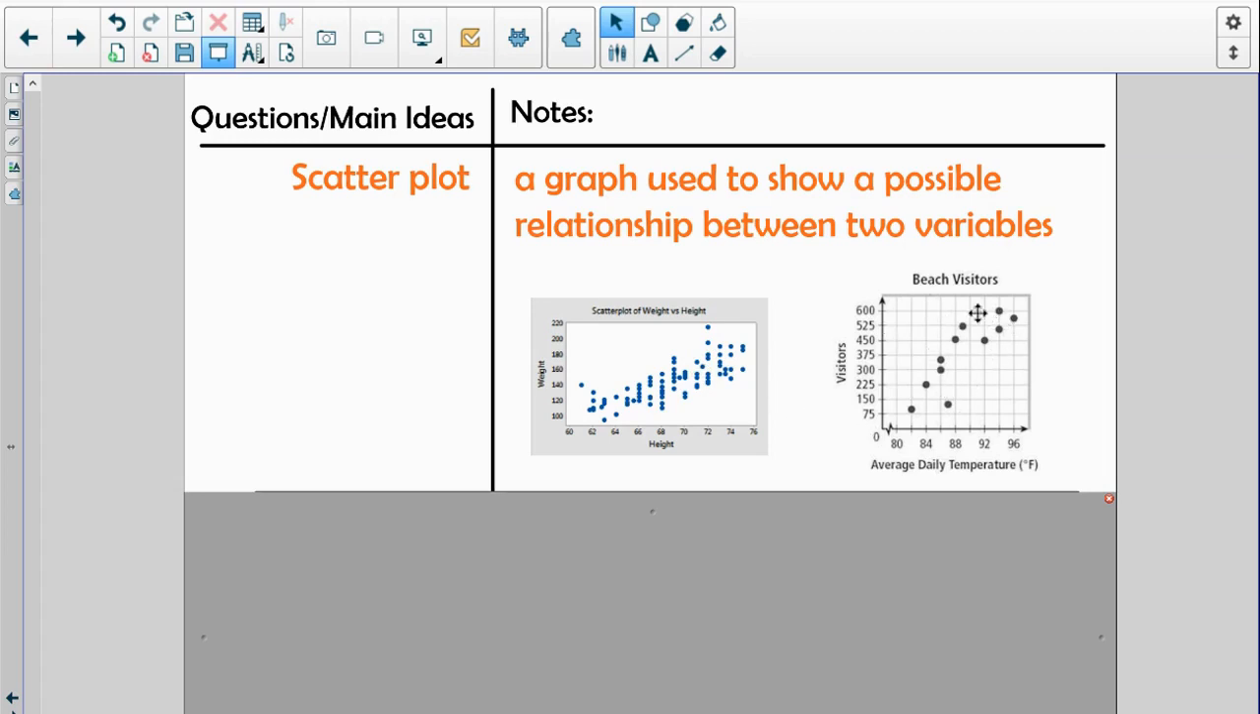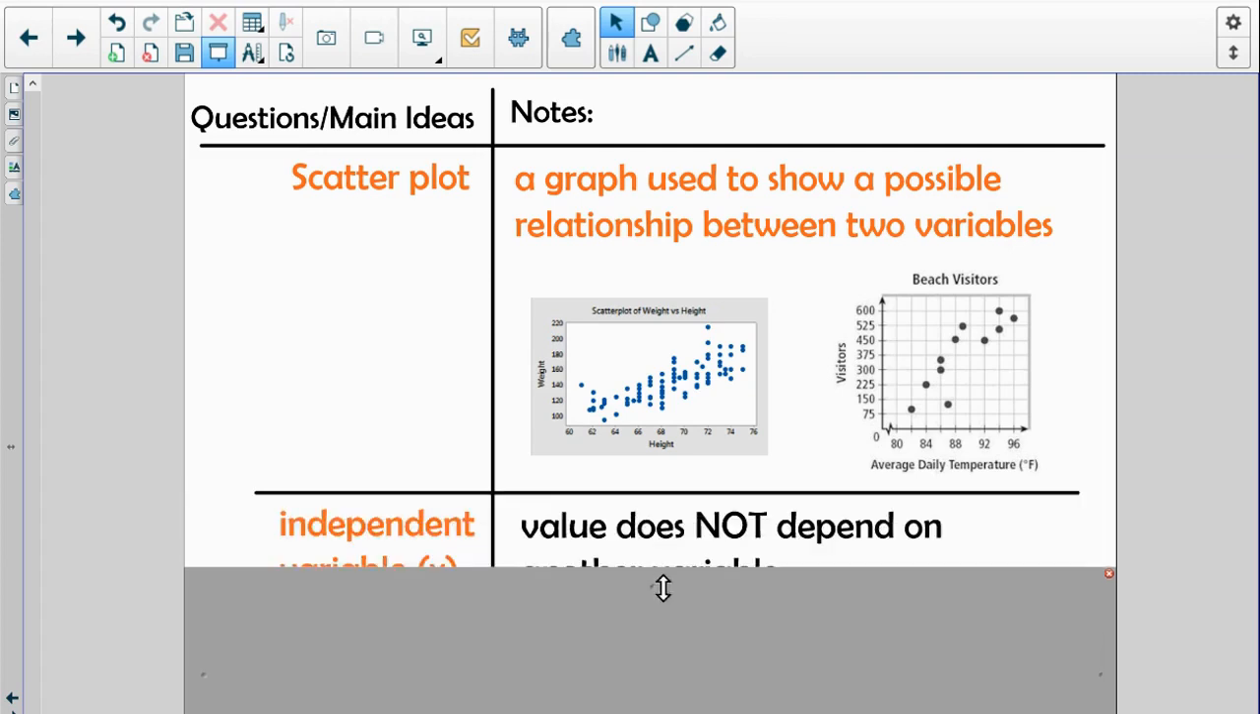In the second scatter plot, we're looking at beach visitors. We're comparing the average daily temperature along the x-axis. We're comparing the number of visitors at the beach on the y-axis. And again, we just have a random scattering of data points, which is why it's called a scatter plot. The points are scattered. Now, on any scatter plot, we have our two different variables. The x-axis has one variable, and the y-axis has the second variable.